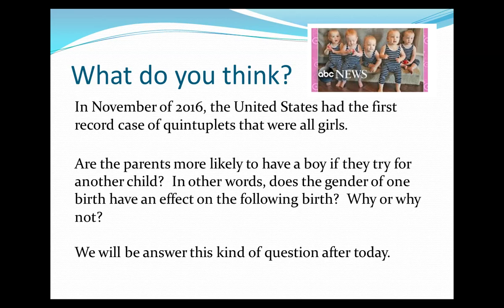If the parents were to have another child, would they be more likely to have a boy? They've had 5 girls, and it's roughly a 50-50 chance of having a boy or a girl. But if you have 5 in a row, are you more likely to get a boy on the 6th one for things to start evening out, or is it still 50-50? We're going to answer that kind of question today.